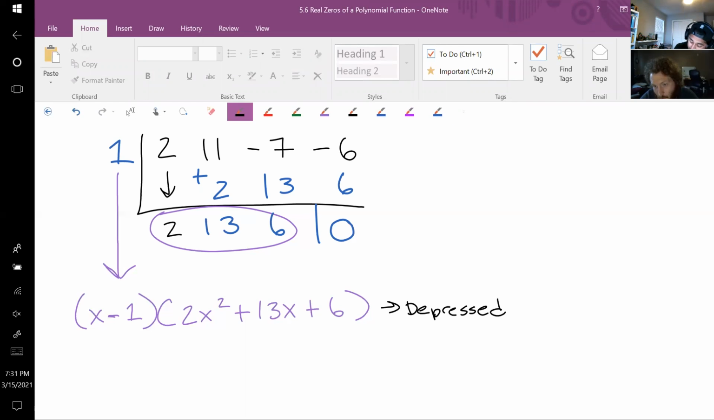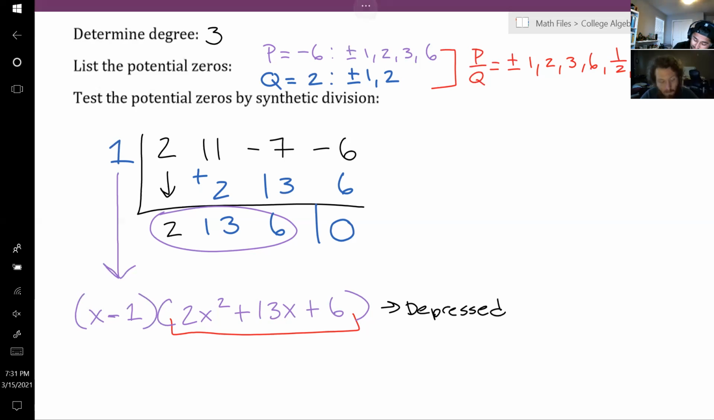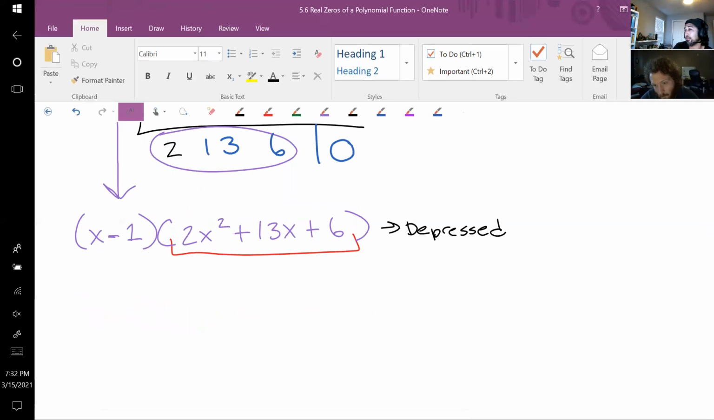Okay, so here we have an actual option. We're going to take this polynomial, and we can either try and factor it now, or we can throw it back into synthetic division. What do you guys want to do? If we throw it back into synthetic division, will we have to look up potential zeros again, or would we simply just use the ones that we've already identified?